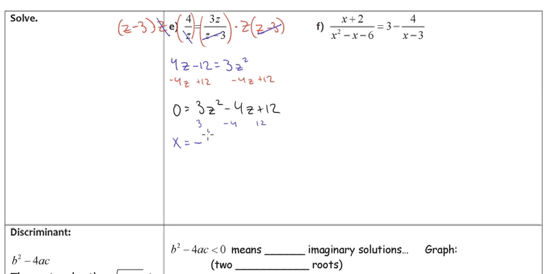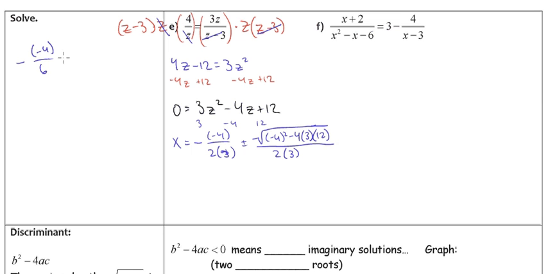So negative b over 2 times a, which is 3, plus or minus the square root of b squared, so negative 4 squared, minus 4 times a times c, also divided by 2 times a. And I've got all that here, and actually I'm going to come over to the side to simplify some of that out. So negative 4 over 6, that's going to simplify down to a positive 2/3.